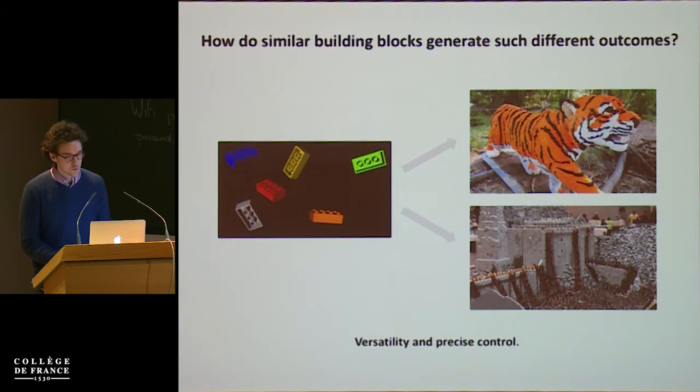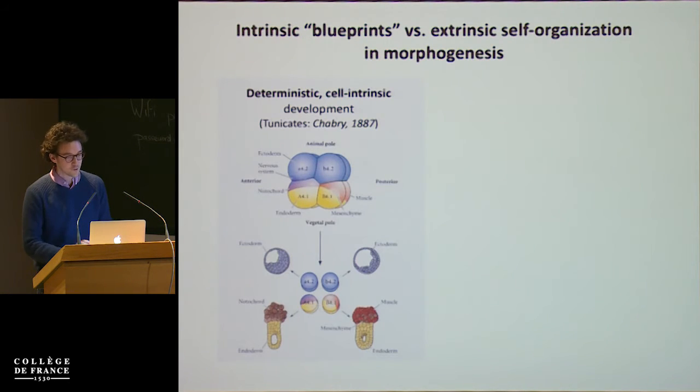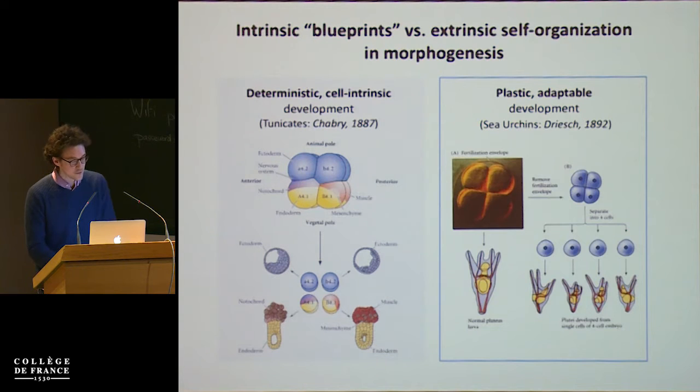And in a way, this is probably one of the oldest questions of developmental biology, even going back to the most classical embryologists from the end of the 19th century, when they played with ablating cell lineages and seeing what happens. One of the most classical results is that you can find either extremely deterministic and intrinsic blueprints or self-organized models of development, so you really have two extreme ways to do morphogenesis.